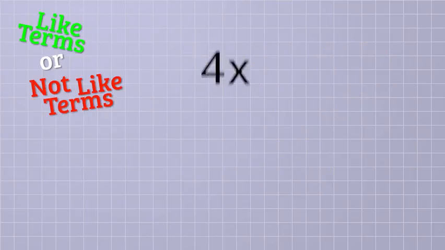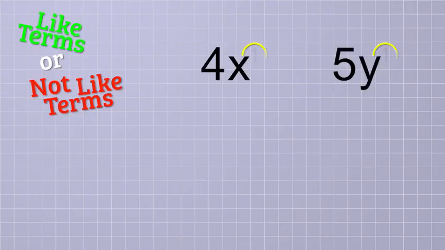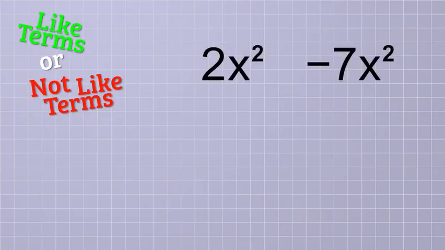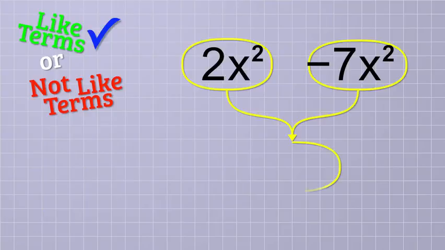Next up, we have 4x and 5y. Are these like terms? Well, they're both first-degree terms, but since the variables are different letters, they are not like terms. That means we can't combine them. Okay, but what about these terms? 2x squared and negative 7x squared. Well, the variable part in both is exactly the same. It's x squared. So yes, these are like terms and we can combine them.